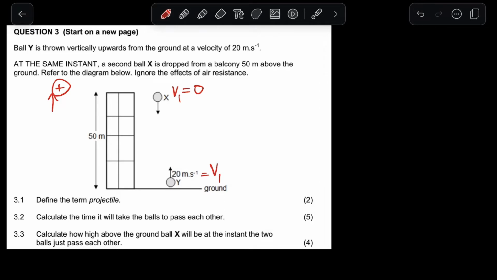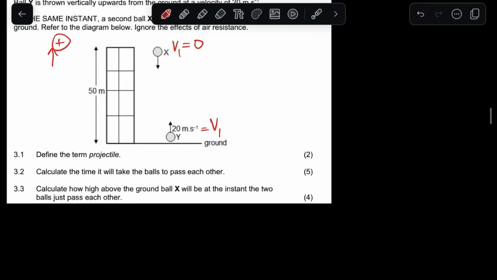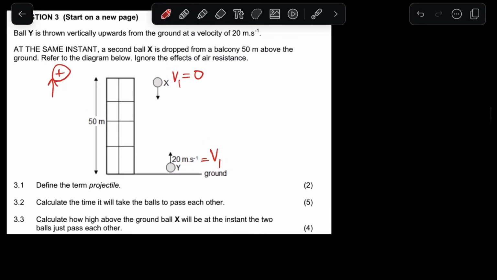Okay, now 3.2, I'm going to leave the definition of projectile. 3.2, it says, guys, another thing that is important here: when this occurs simultaneously, ball X is dropped and ball Y is thrown vertically, the time that they take is going to be the same. Okay, let's look at the question. Calculate the time it takes for the balls to pass each other. So the time that they're going to take to pass each other is going to be the same.